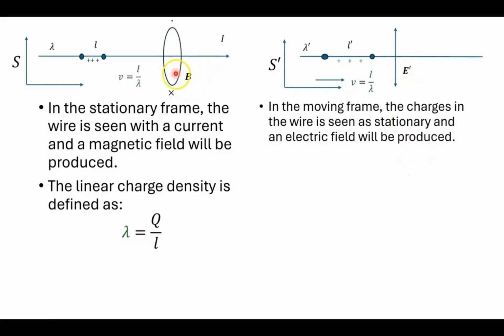Now in the stationary frame, there's also an electric field because this wire is charged, but we don't care about it. We only care about the magnetic field. But in the moving frame, there's no magnetic field because no charge is moving, only a stationary electric field will be produced.